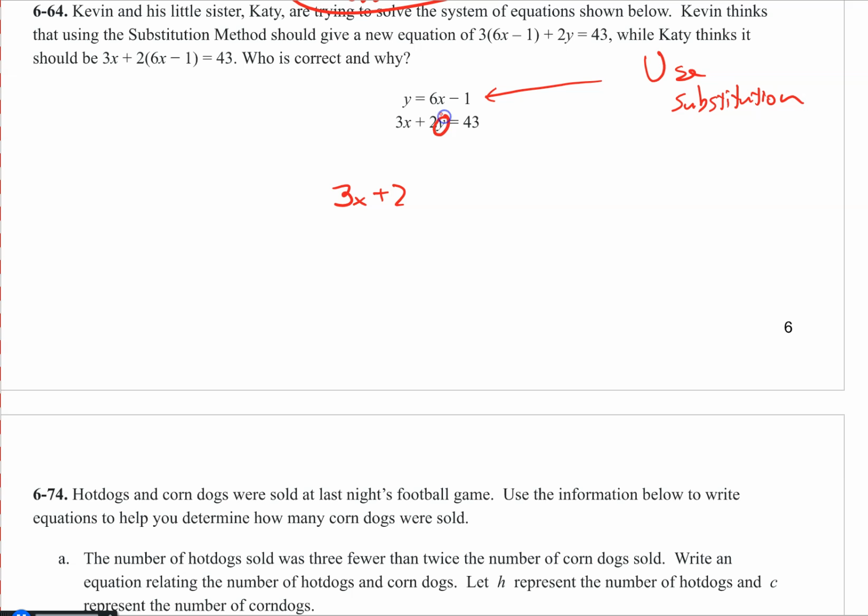Alright, so I see a y right here, and this is y equals. So what you do is, you take what y is equal to, and you put it into that equation. 3x plus 2 times y. 2 times y, right? So y can also be, since y is equal to 6x minus 1, that's how I want to set this up. So who is right? Kevin or Katie? This is correct. I'll let you answer that.